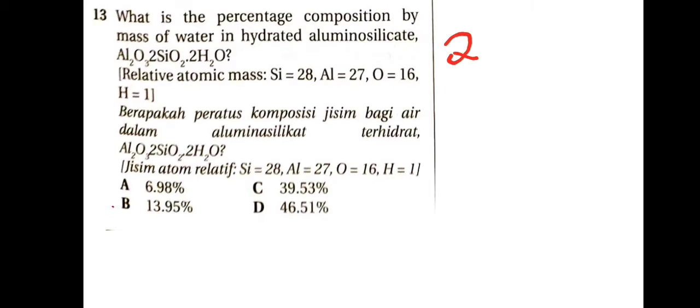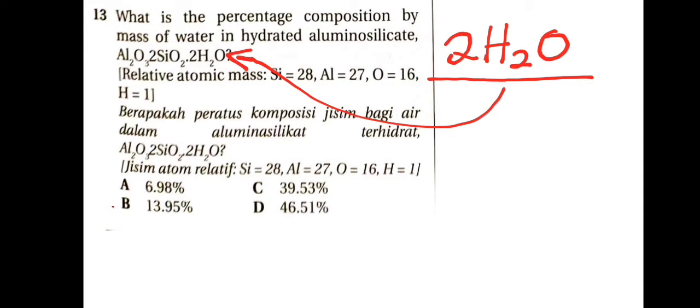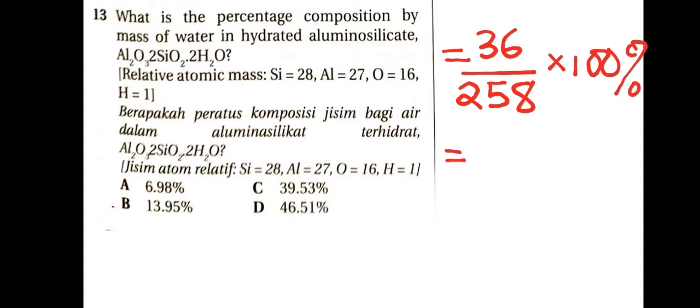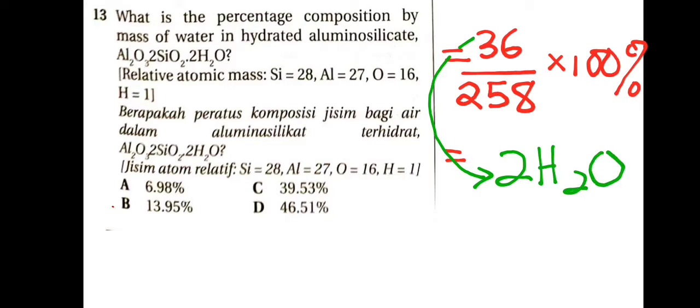So 2H2O divided by the RMM for all of this hydrated aluminosilicate. Then you multiply by 100%, and we will get the answer. So 36 divided by 258. 36 is the RMM for 2H2O, and 258 is for the hydrated aluminosilicate. You multiply by 100. What's the answer? We will get the answer B, 13.95%.